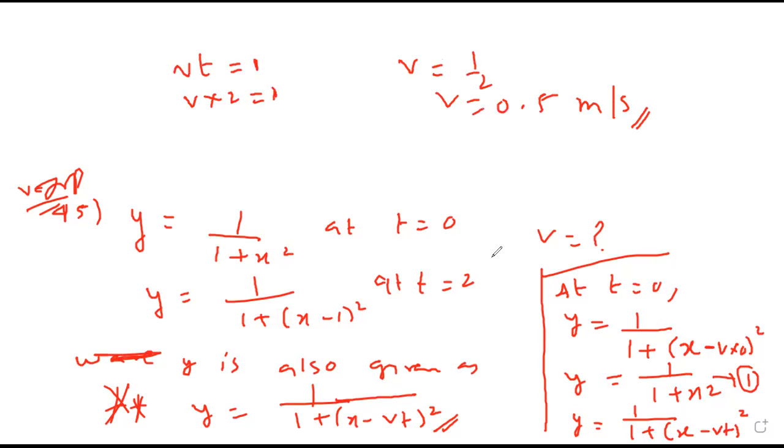That formula is important: 1 upon 1 plus x minus bt square. Write it 2-3 times once you get time: 1 upon 1 plus x minus bt square.